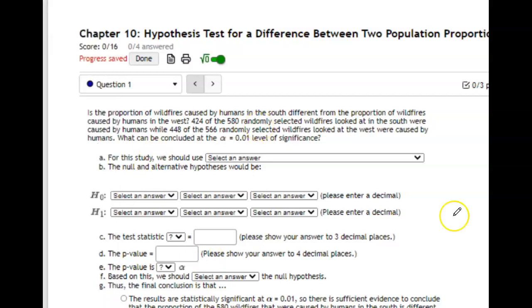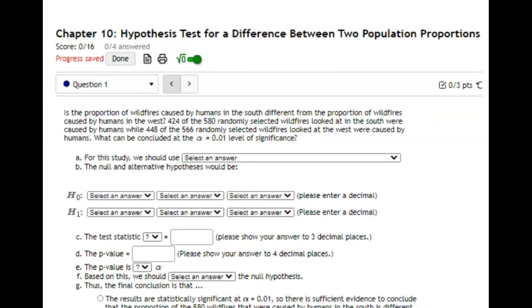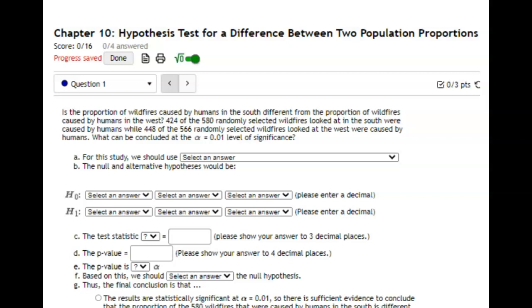All right, let's look at this example from chapter 10. In chapter 10, you're comparing two samples or two populations. So this is two population proportions. All right, so the difference between two population proportions.